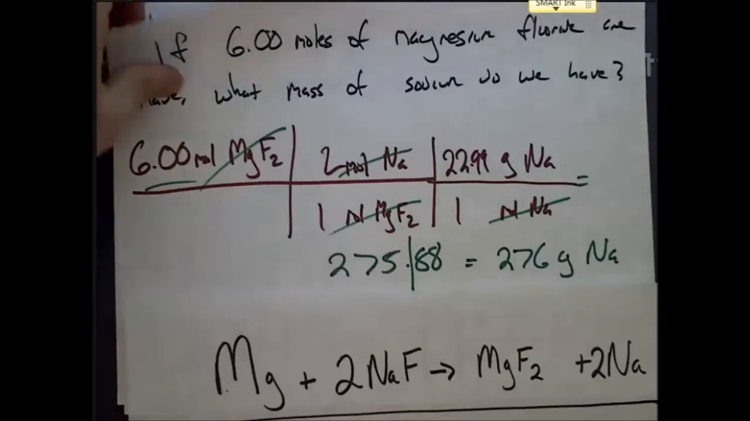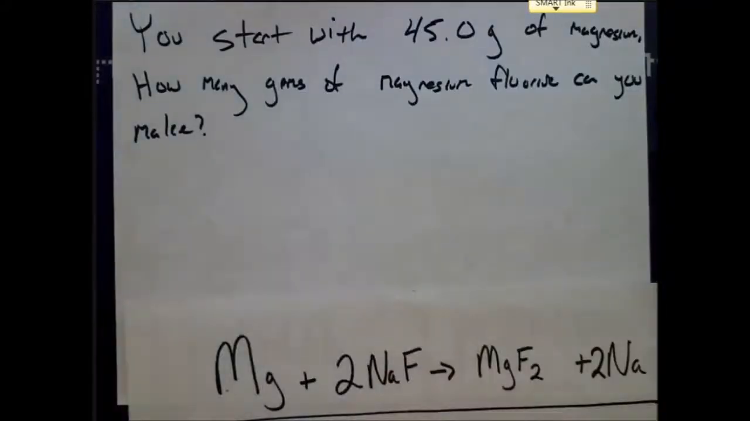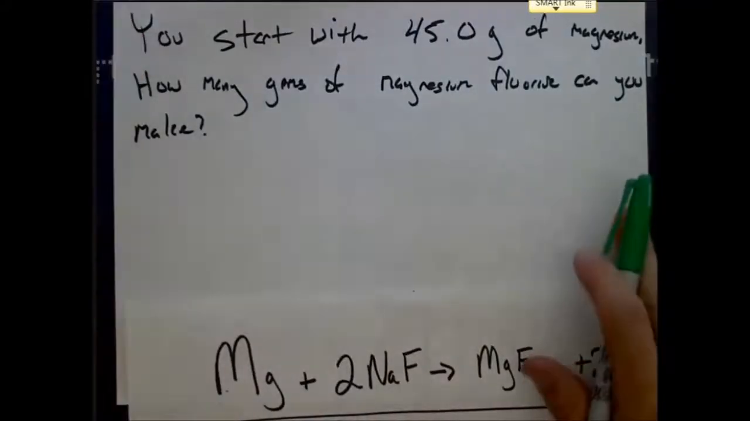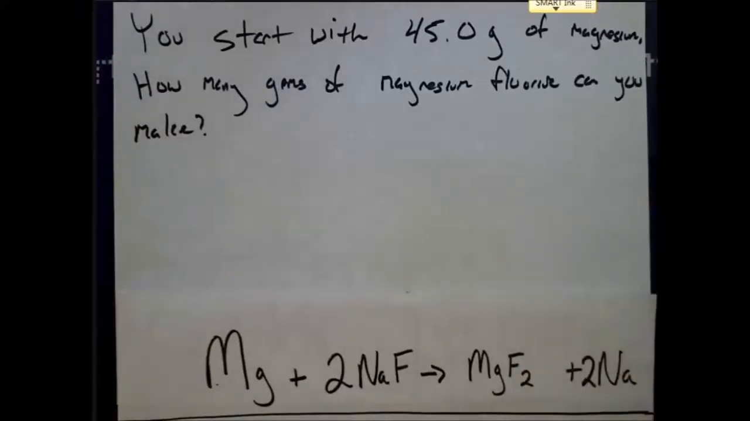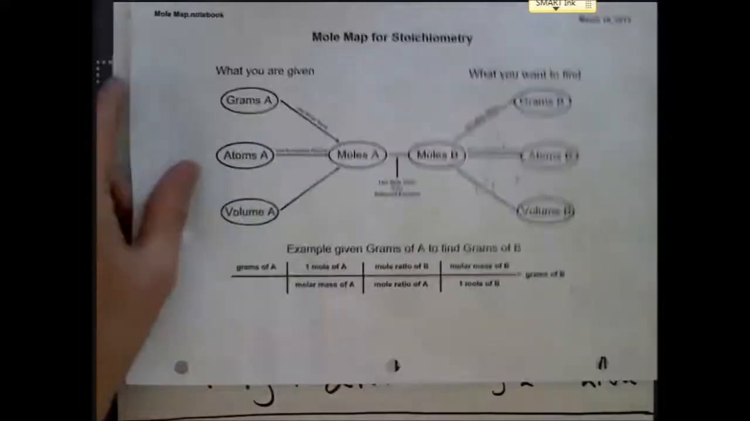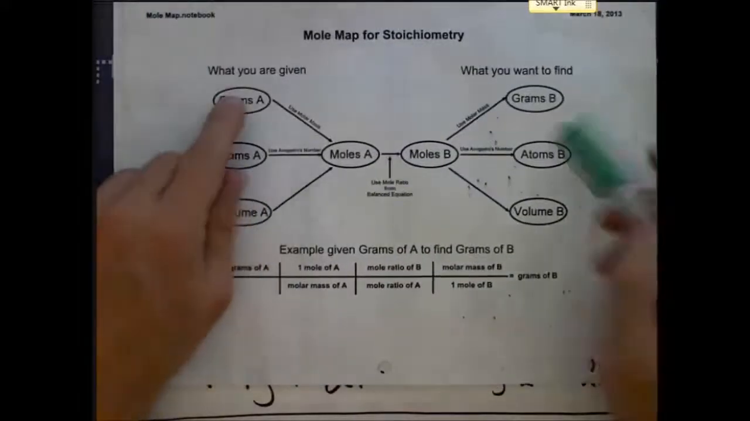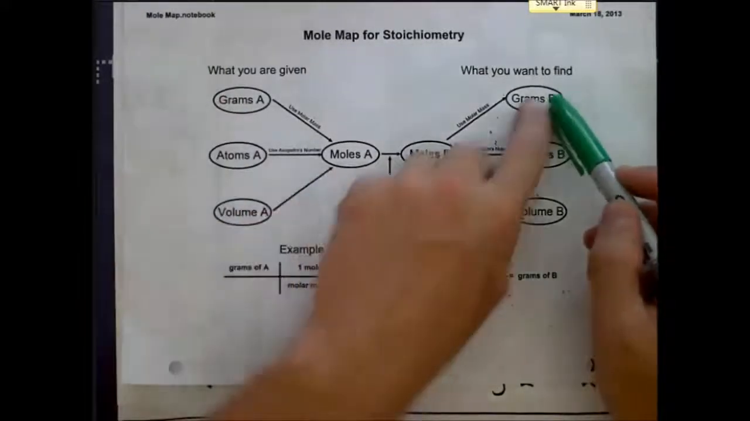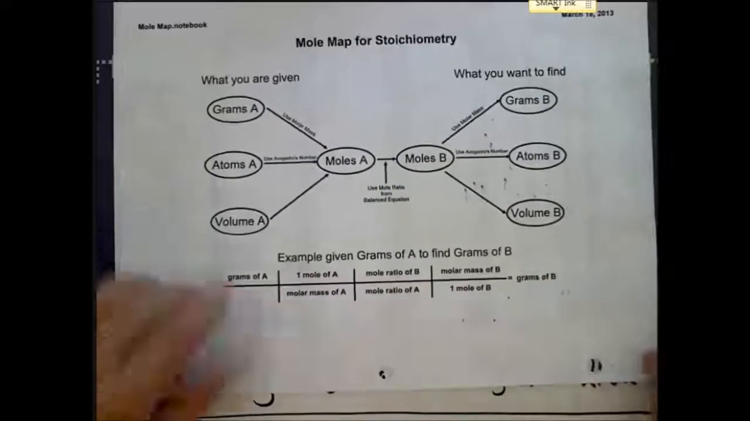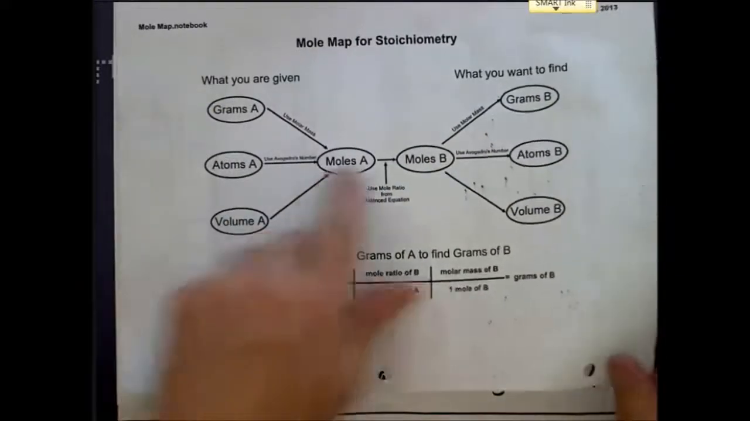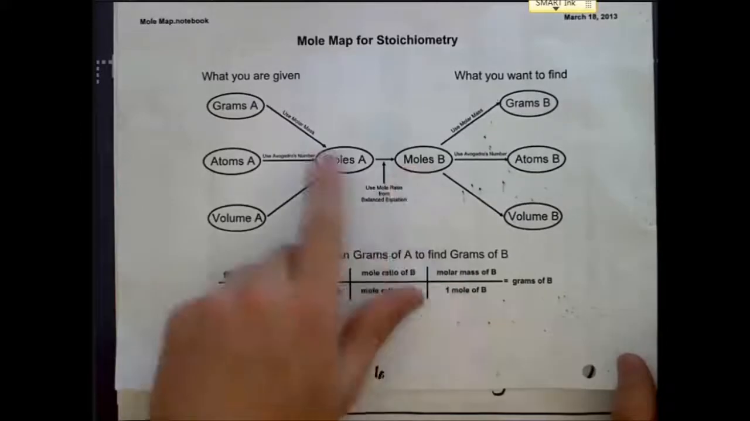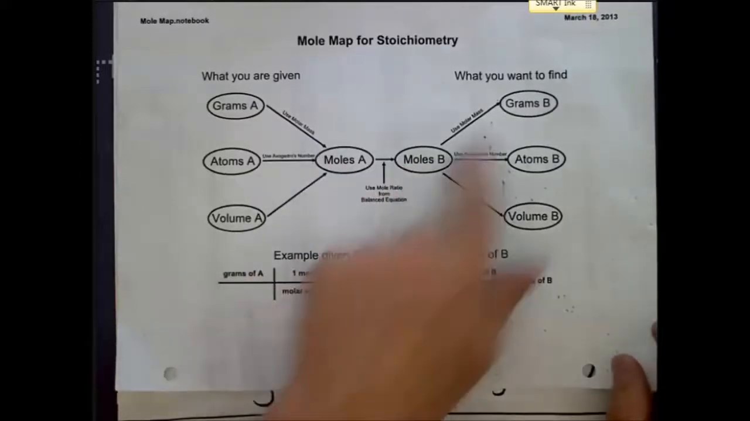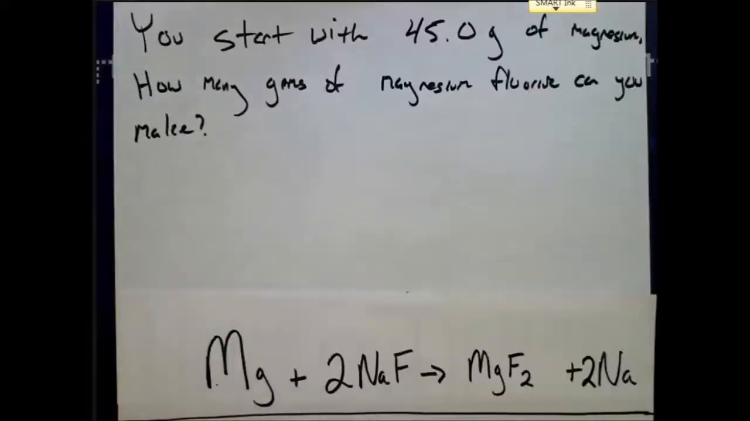One last question to work for, and this is a long one. You start with 45 grams of magnesium. How many grams of magnesium fluoride can you make? Well, your mole map says that, hey, we got grams and we got grams. That's a 1, 2, 3-step problem. All right, so first one, we're going to go to moles. Second one, we're going to use our mole conversion to go to our mole ratio to go to the moles of the other thing, and then find the mass. So let's lay it all out here.